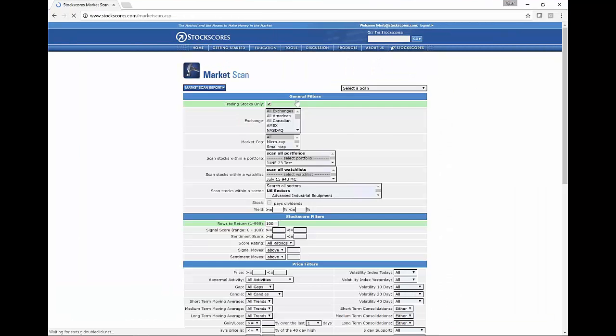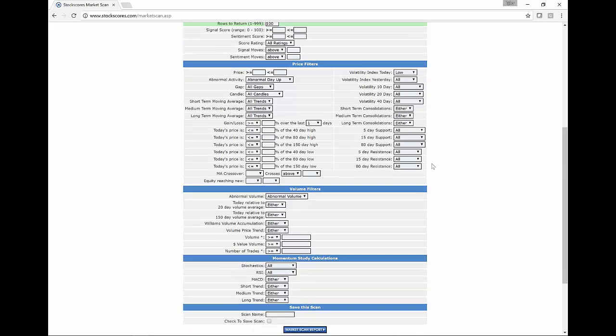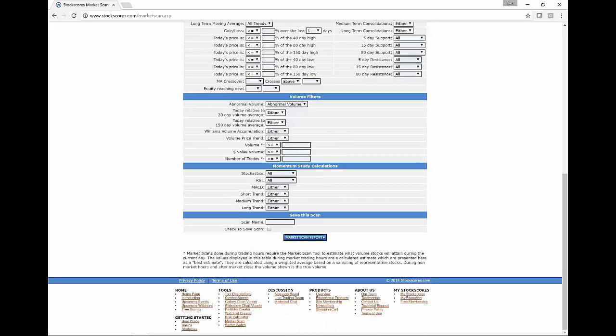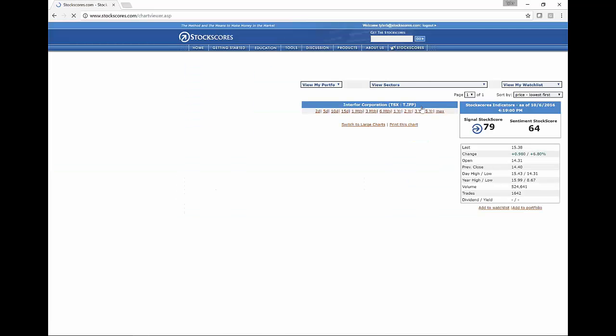So I'm going to go into the market scan on Stockscores. I'm just going to do something very simple. Let's look for stocks that had an abnormal day to the upside with abnormal volume and had low volatility as of yesterday. Very simple scan. We're also going to say it must trade at least 500 times a day. Run that report. It found for me 2 stocks that did those 3 things. And it did it very, very quickly.